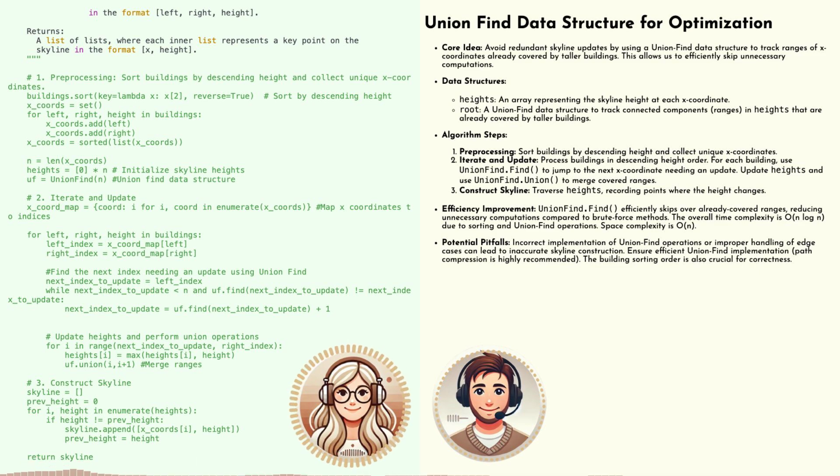Exactly. And by processing the buildings in descending order of height, tallest to shortest, we make sure that we never have to undo any skyline updates. We're always handling the tallest buildings first. This is really cool. It's amazing how a data structure that seems totally unrelated can be used to optimize this problem so effectively. What's the time complexity like for this union find approach? So it's still O of n log n because we're still sorting the buildings and their x-coordinates. Right. But the union find operations themselves are super efficient, making this approach really competitive.